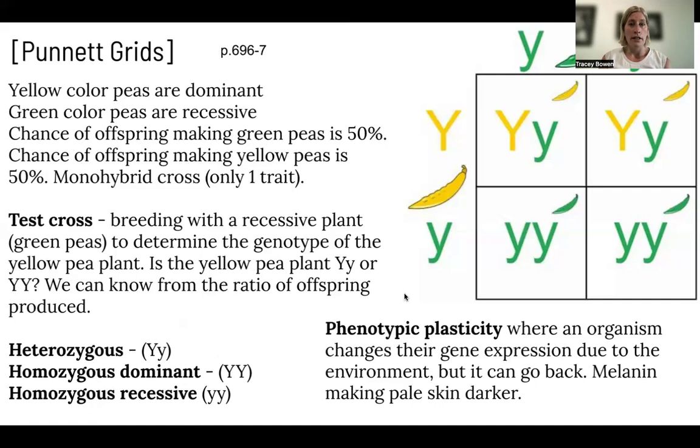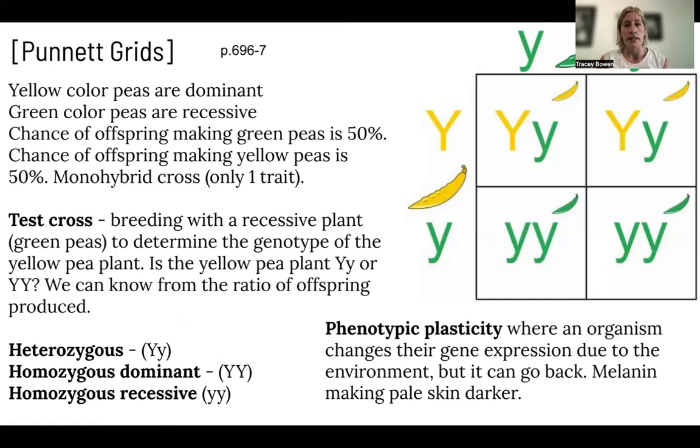And so one thing to keep in mind is that there is phenotypic plasticity in organisms. And what that means is that they change their expression due to the environment, but it can go back. So an example of this would be melanin making pale or less dark skin darker. And so if you've gone through the winter in northern Canada, for example, and you notice that your skin is paler, that means that the melanin is not being produced as much, because melanin is a pigment that protects you from UV light.